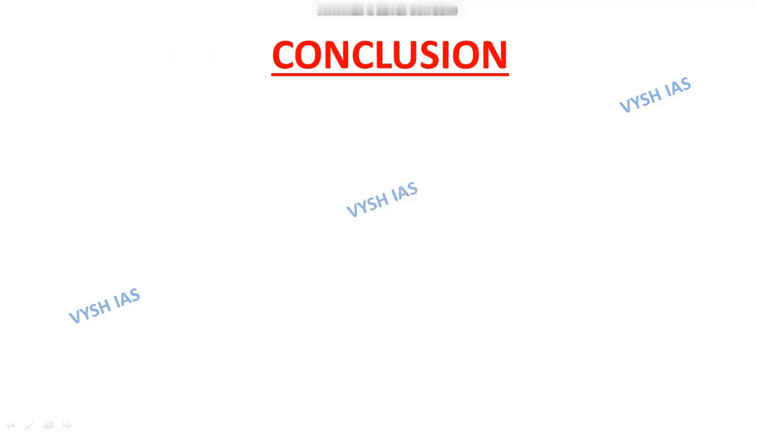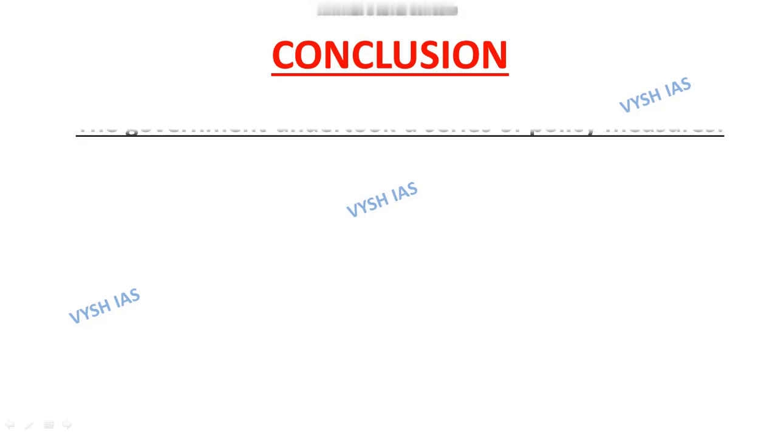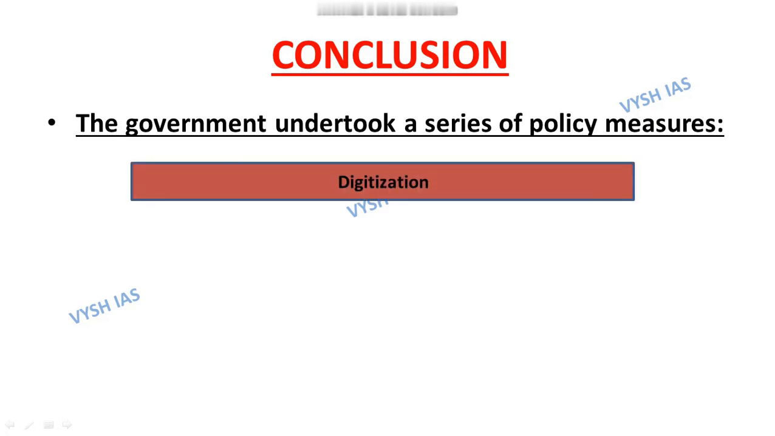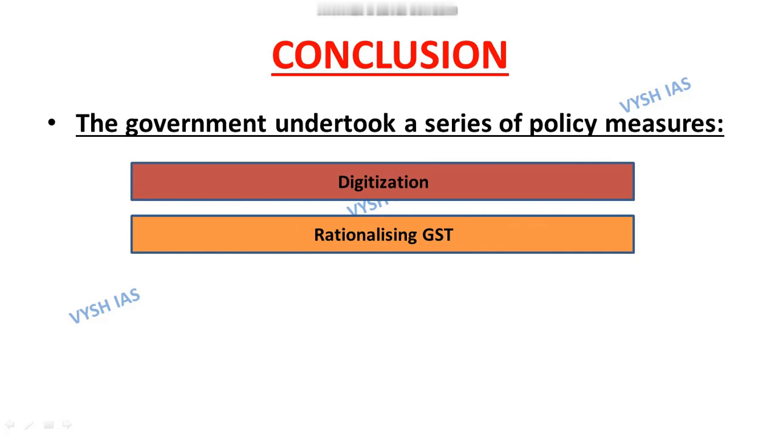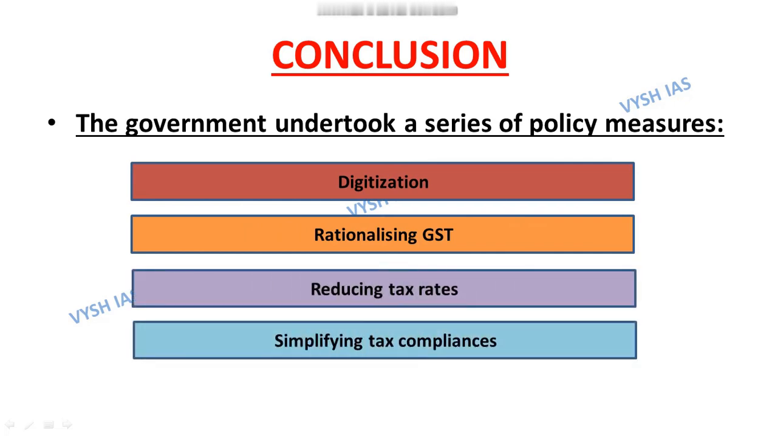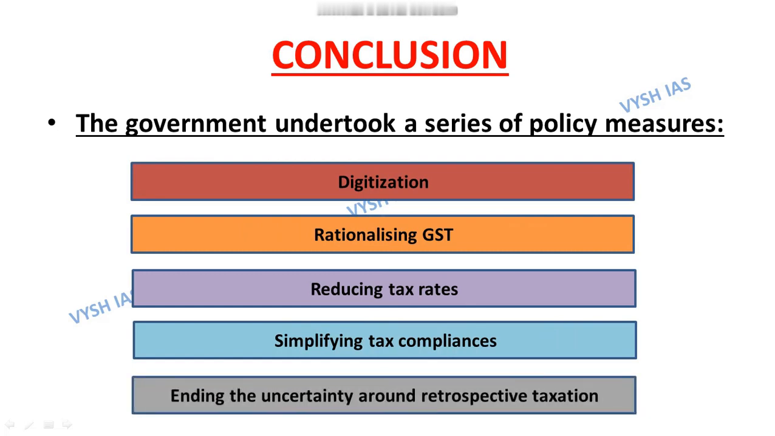Now the conclusion part of this chapter. Using the crisis as an opportunity to bring about reforms, the government undertook a series of policy measures. And these are digitization, number 2, rationalizing GST, number 3, reducing tax rate, number 4, simplifying tax compliances, and the last is ending the uncertainty around retrospective taxation.